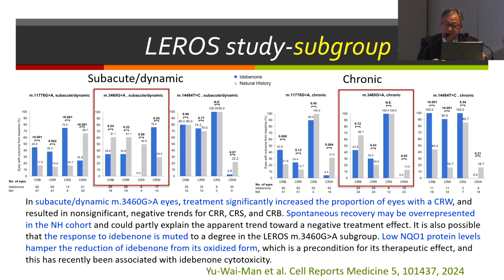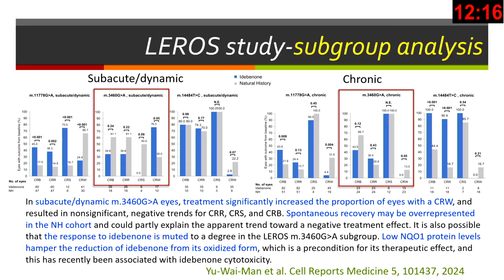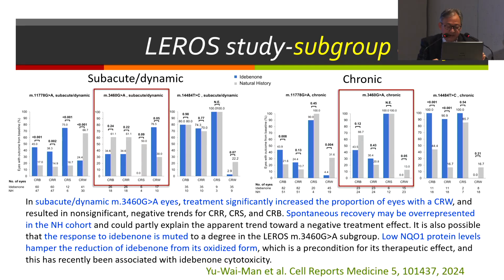However, in the subgroup analysis, they found an interesting finding that in patients with the 3460 mutation, treatment significantly increased the proportion of eyes with a clinically relevant worsening. If you look at the map in more detail, you find that the spontaneous recovery rate is about 30% in the treatment group.